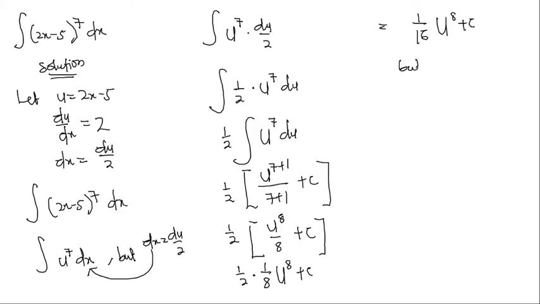But remember we said u is equal to 2x minus 5. So it means we have 1 over 16, into bracket 2x minus 5 raised to the power 8, plus c as our answer for integrating the function 2x minus 5 all raised to the power 7 dx. Right, let's have a look at one final example.